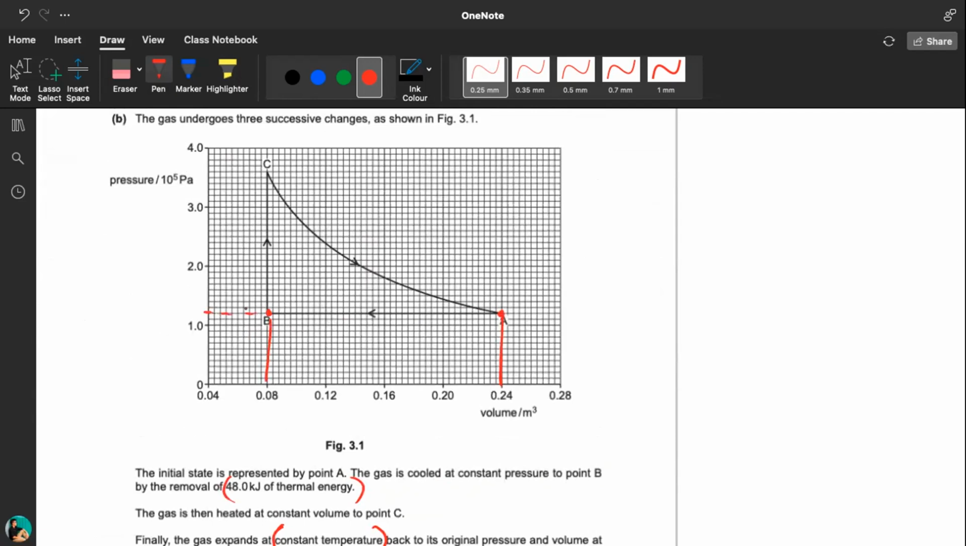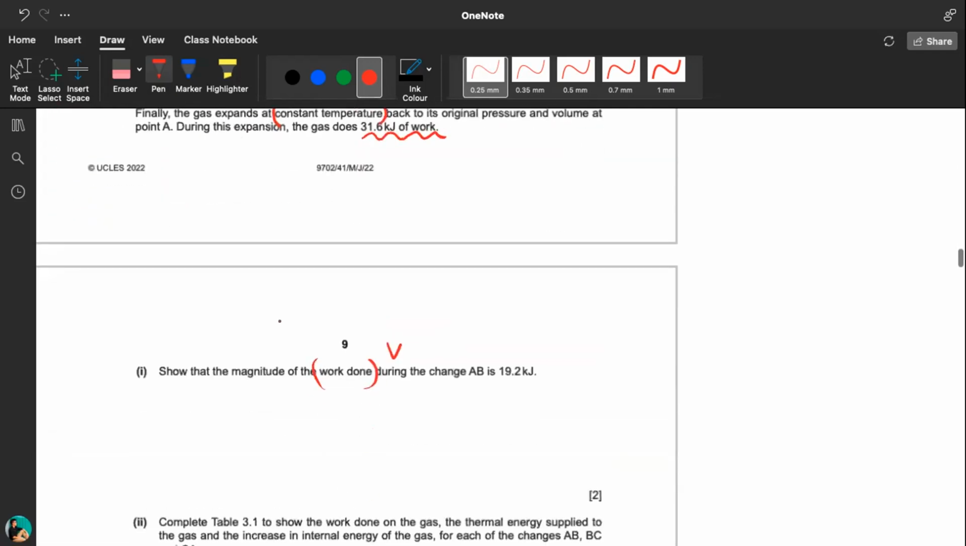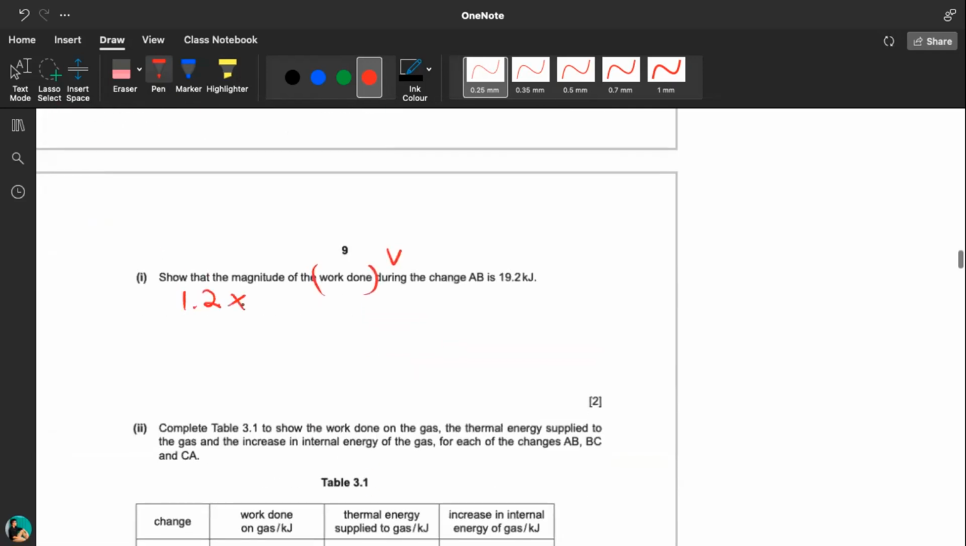This is 1.2 times 10 to the power 5, constant pressure. Change in volume is 0.24 minus 0.08. Okay, so I'm going to write it down here. 1.2 times 10 to the power 5 times the change in volume, giving 19.2 kilojoule.